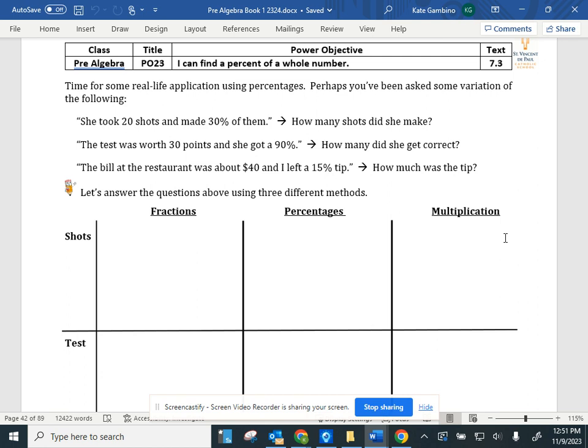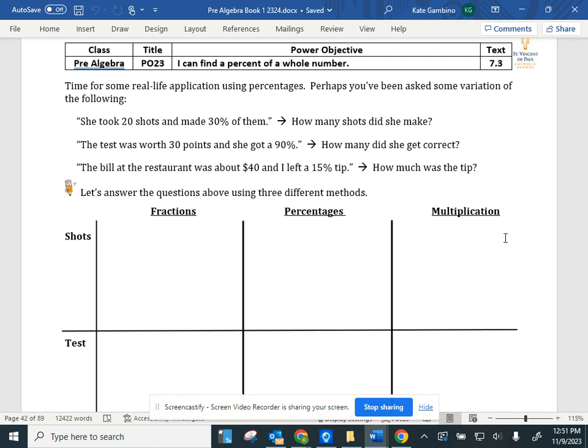So time for some real life application using percentages. Perhaps you've seen or heard some variations of these. She took 20 shots and made 30% of them. So we hear percentages when we do sports. Sports announcers will talk about percentages. So how many shots did she make, if she made 30% of those 20 shots?